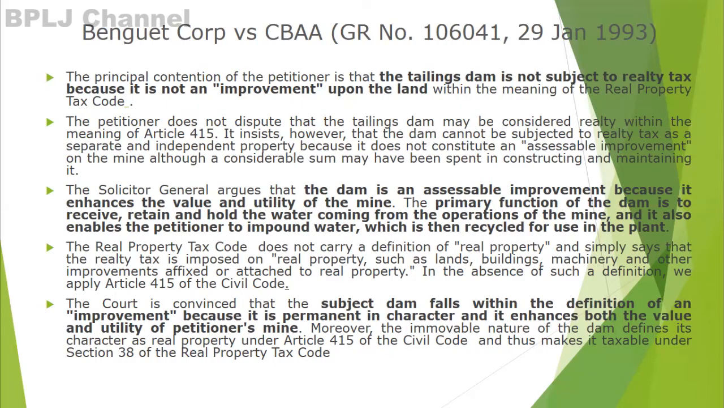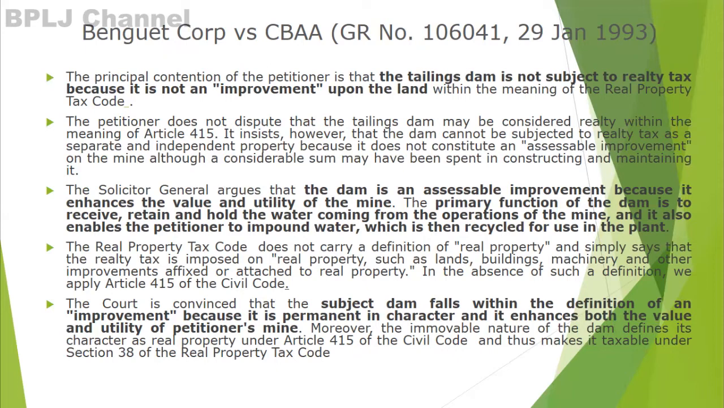Okay, it is being subjected to real property tax because according to the assessor, it is an improvement upon the land. The Solicitor General, on the other hand, argued that the dam is an assessable improvement because it enhances the value and utility of the mine. So the primary function of the dam is to receive, retain, and hold the water coming from the operations of the mine, and it also enables the petitioner to impound water, which is then recycled for use in the plant.